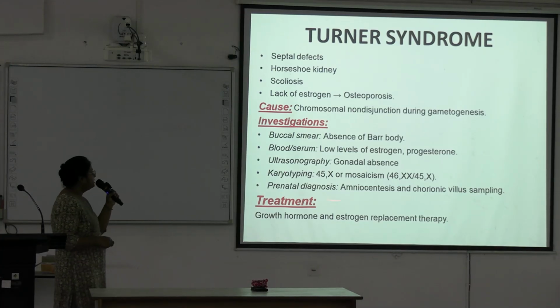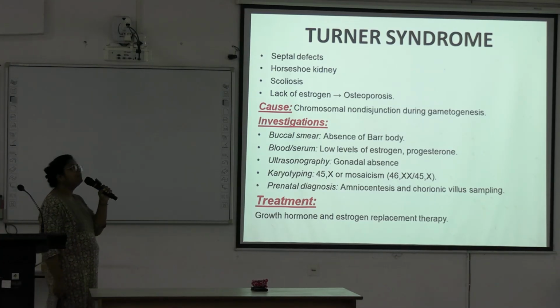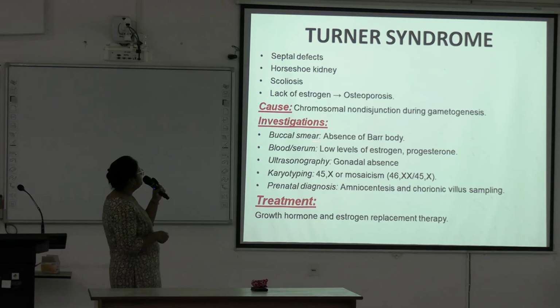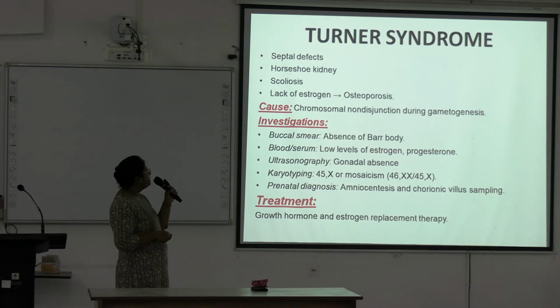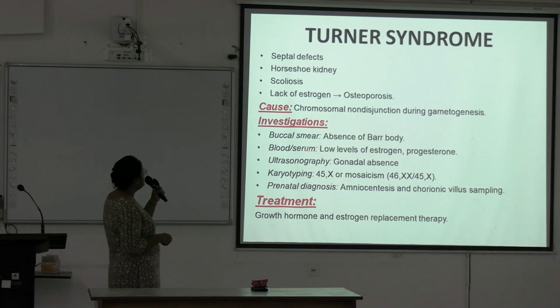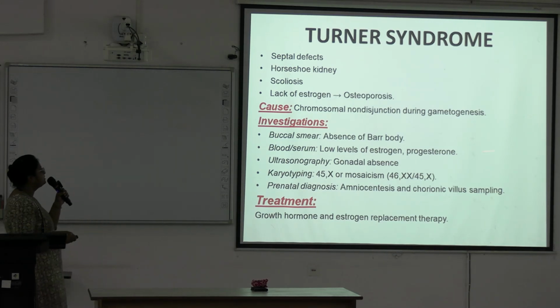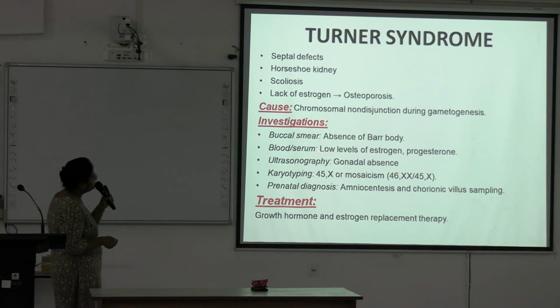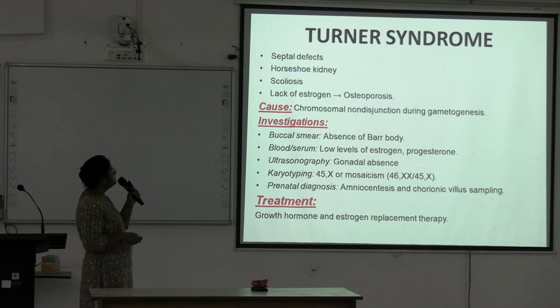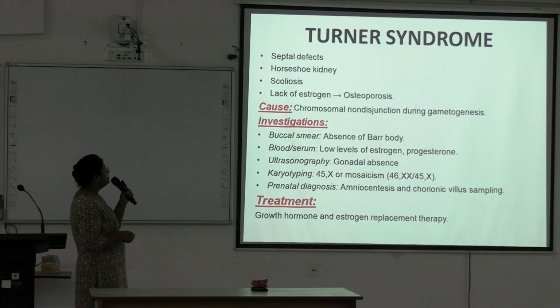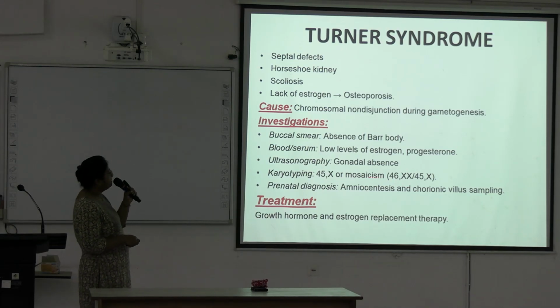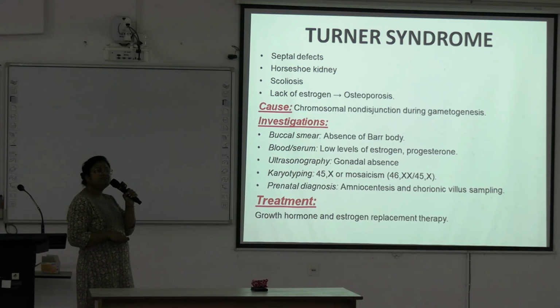These are the investigations you can do for detection of Turner syndrome. There is the buccal smear, where you can see absence of the Barr body. In blood or serum, you can see low levels of estrogen and progesterone. In ultrasonography, you can see gonadal absence, and in karyotyping, you can see the 45,X0 chromosomal pattern, or there may be mosaicism.